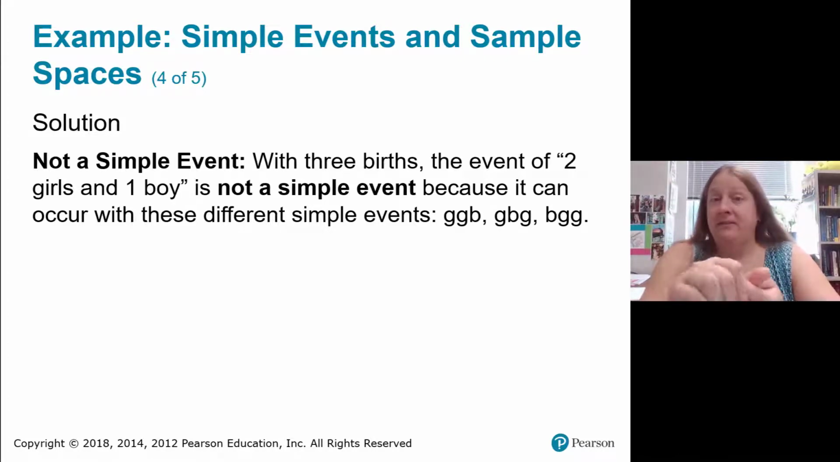However, if we take away that followed by and replace it with an and, so we're looking at the event of 2 girls and a boy being born, now it doesn't matter what order they come in. And so we have the possibility of girl, girl, boy, boy, girl, or boy, girl, girl. So the event of 2 girls and a boy is not a simple event because it can be broken down into the simple events of 2 girls followed by a boy, a girl followed by a boy followed by a girl, or a boy followed by 2 girls.